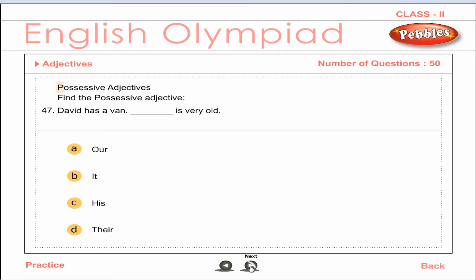Possessive adjectives. Find the possessive adjectives.